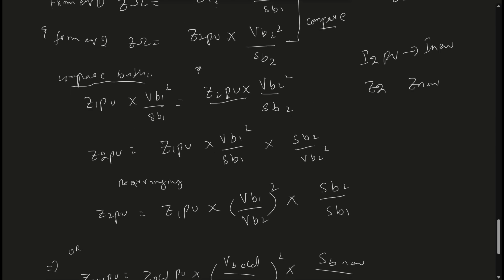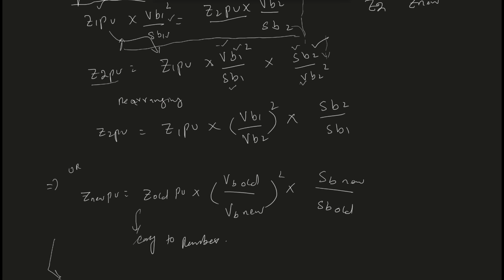So Z2 per unit, we will leave it as it is here, and this whole term will be shifted toward the left side. By moving it to the left side, the positions of numerator and denominator will be exchanged. So Z per unit is on its place, VB1 square, SB1 is on its place, and this whole term, when we move it to the left side, the numerator and denominator positions will be exchanged. So SB and VB square will go down.